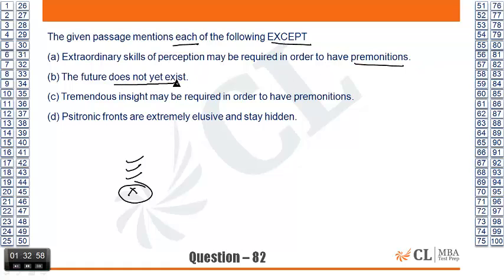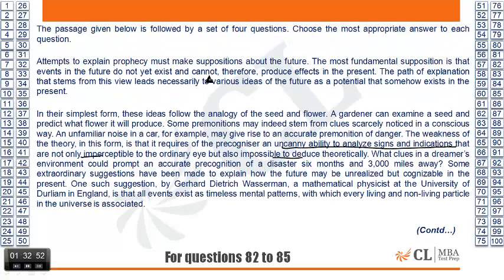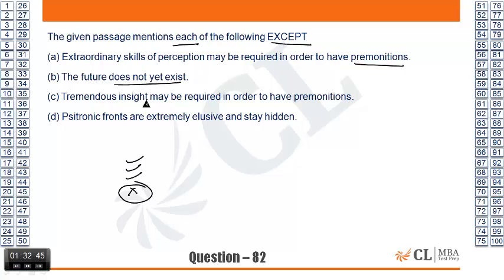The future does not exist yet. I think that is definitely said. The future does not exist yet. I think somewhere he has said. Where is it said? Either here, no? Yeah. Okay, that he has said. Tremendous insight must be required in order to have premonition. That he has said. This one. Cytonic waves are extremely elusive and stay hidden.